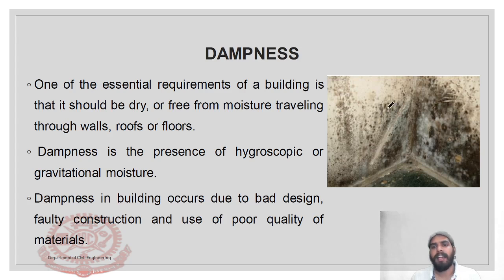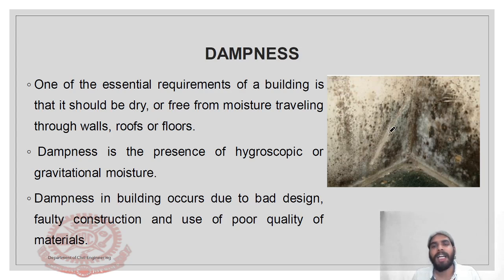See, look at this figure. This figure represents the clear reality of how a damp surface looks, right? Let's read out the first sentence. One of the essential requirements of a building is that it should be dry or free from moisture travelling through walls, roofs, or floors. Any building it may be, the inside of the building should be free from any sort of moisture, right? If moisture is present inside the house, staying inside the house becomes a bit difficult. Clear?